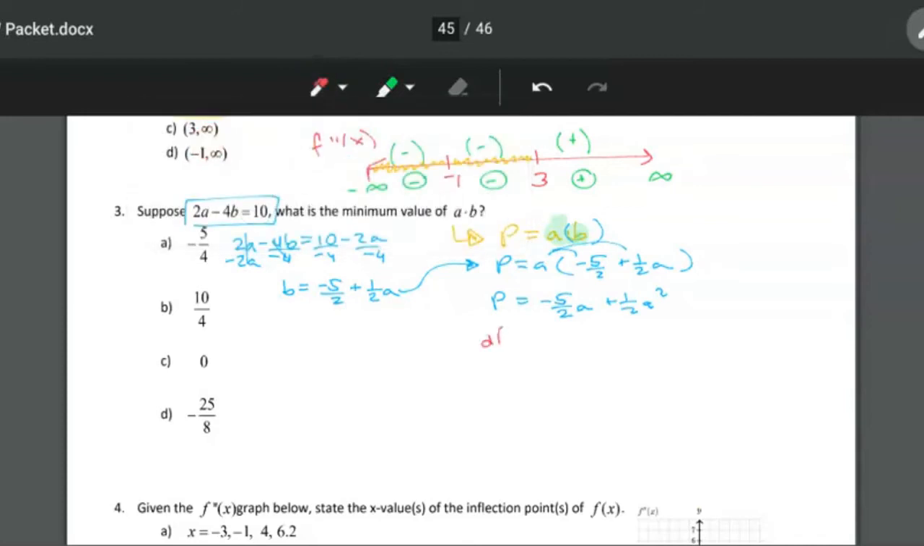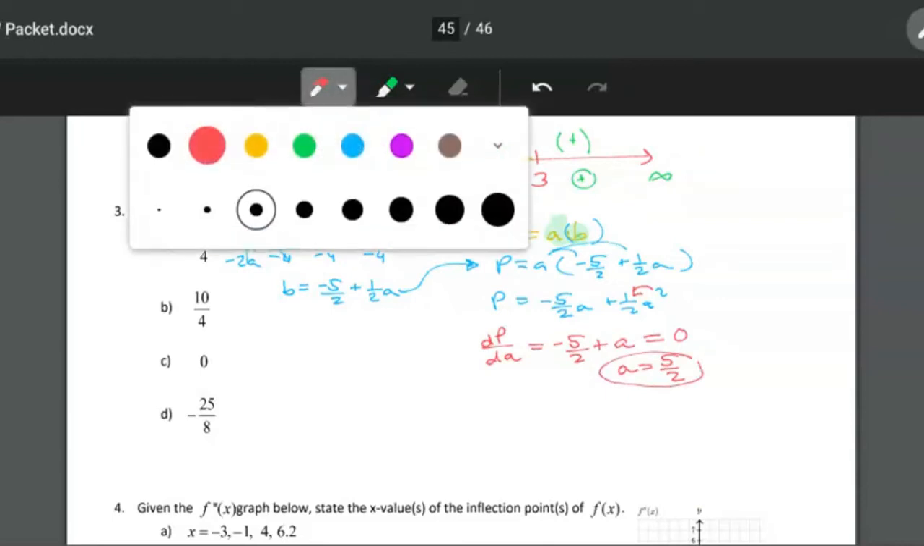So if we take the derivative, it's going to be called dp/da equals -5/2 plus, we bring the 2 out in front, the 2's cancel, and we just get a. All right, so next we set it equal to 0 and solve. If we add 5/2 to the other side, we get a equals 5/2. All right, so that's our a value.